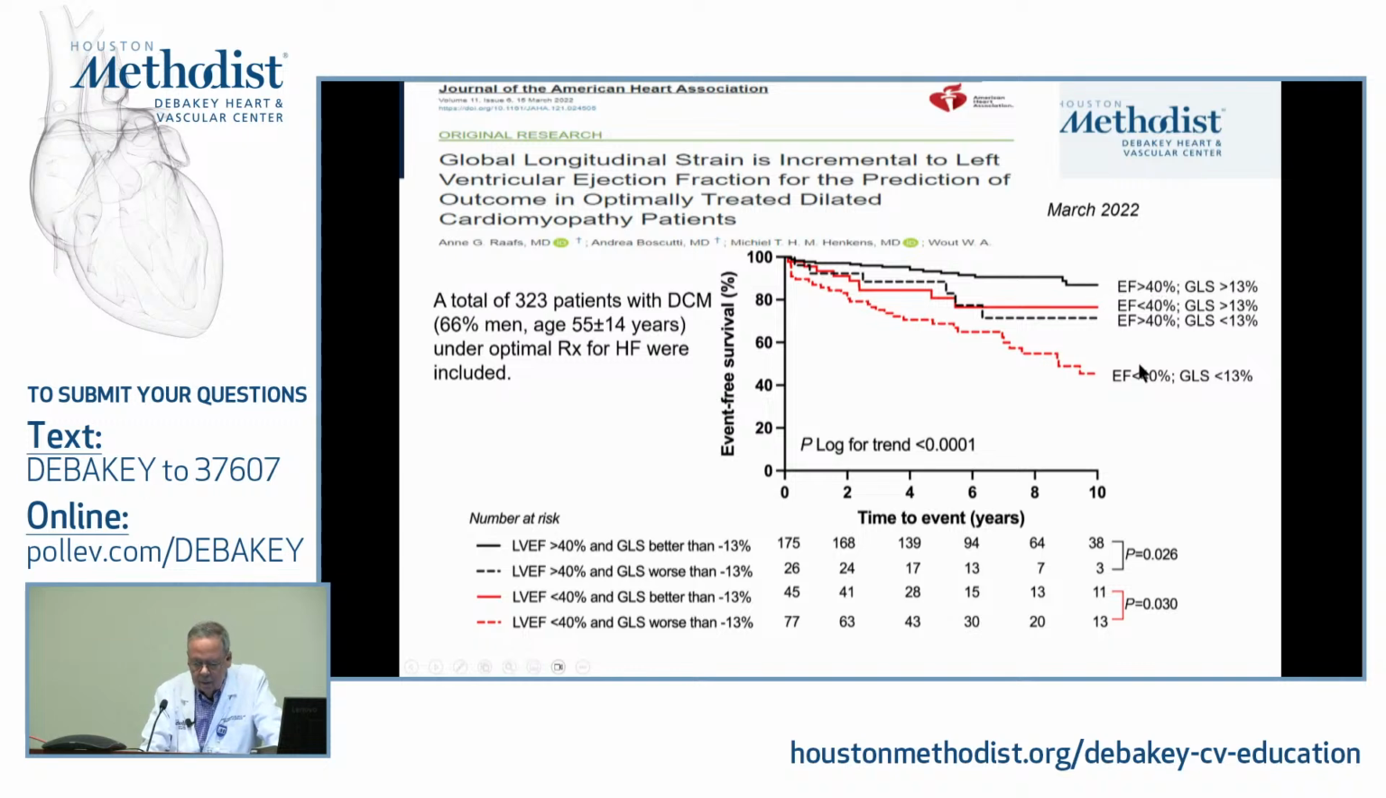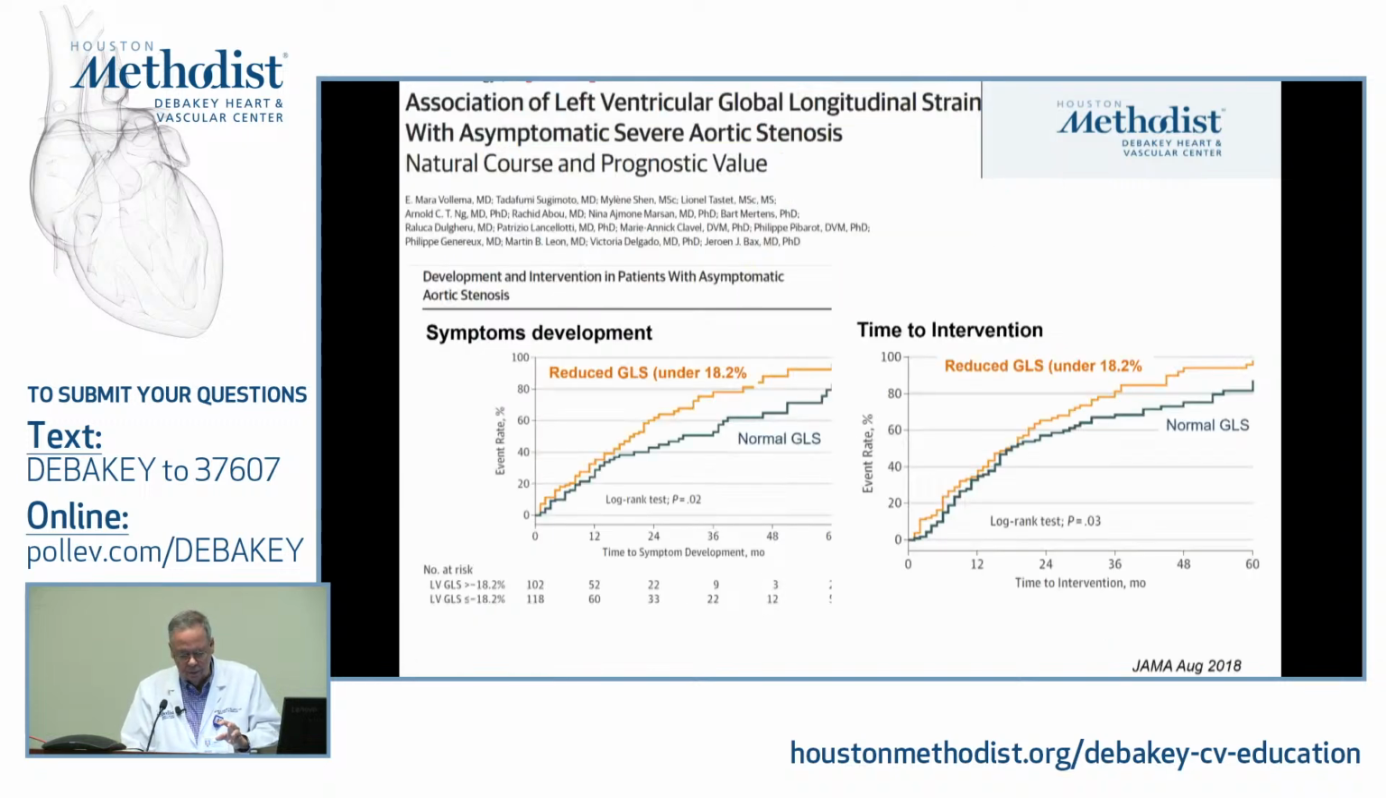Worst outcome, EF less than 40, GLS less than 13. But look at this. So if you had a better EF than 40, but your GLS was less than 13, that outcome was just as bad as having the low EF. So again, introducing the power of the GLS.